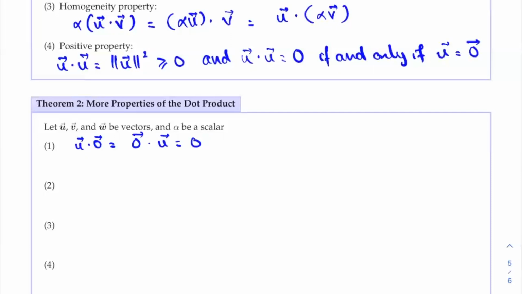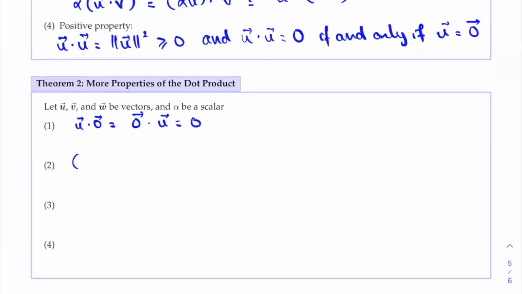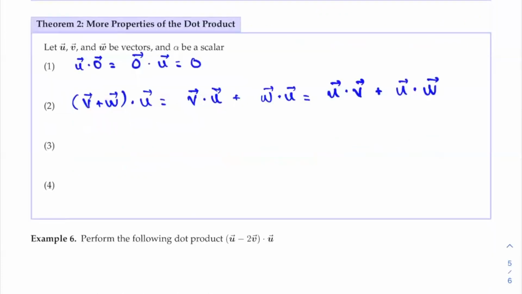When you do distribution, as you can see in property 2, the distributive property, the vector u is on the left of the parentheses. Now, what if you have u on the right of the parentheses? It's going to be equivalent to what we saw earlier, that is v dot u plus w dot u. But because the dot product is symmetric, or commutative, you can write u dot v plus u dot w. Now for the subtraction, or the difference between two vectors, u dot v minus w is equal to u dot v minus u dot w.